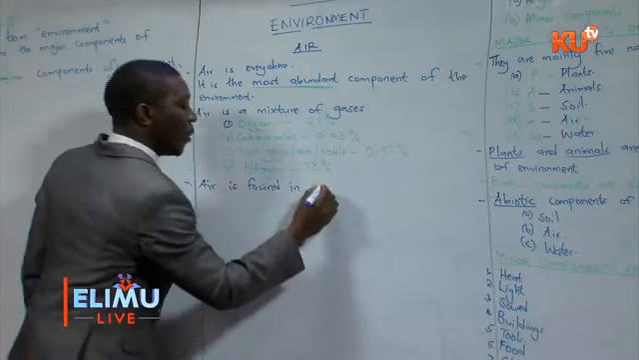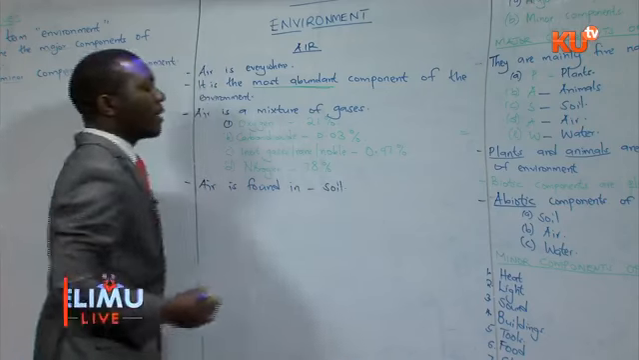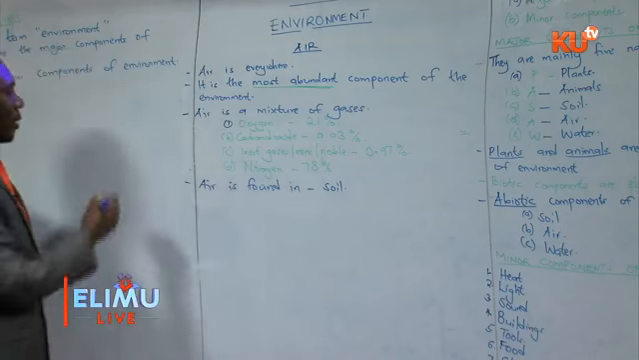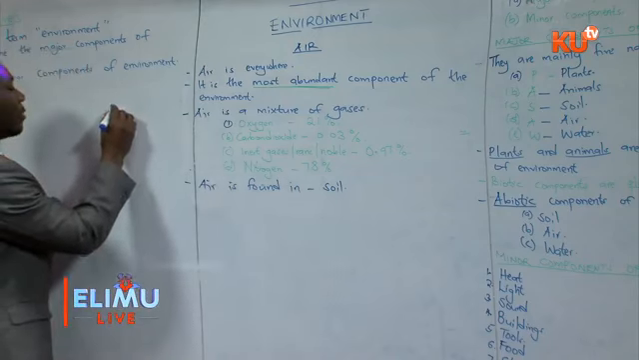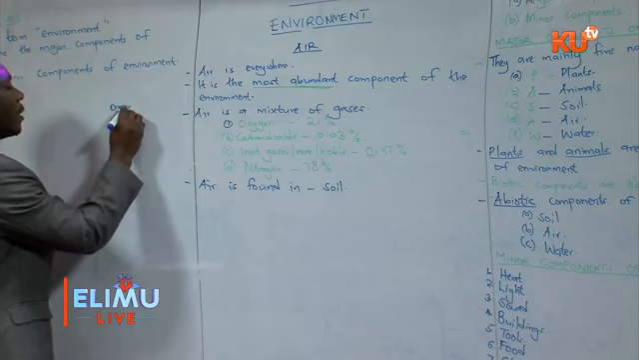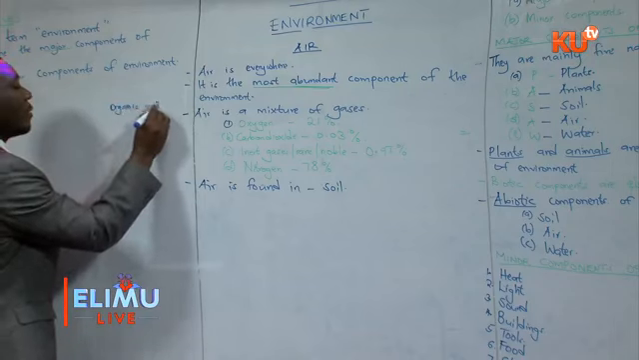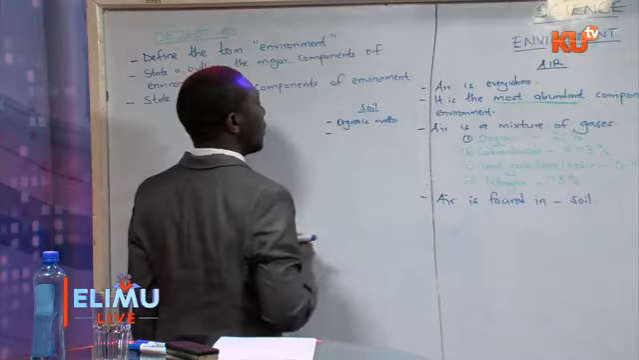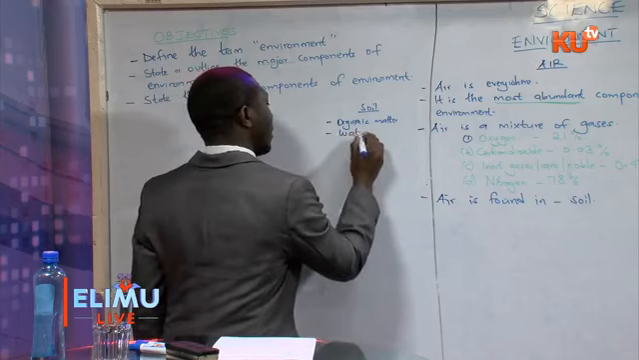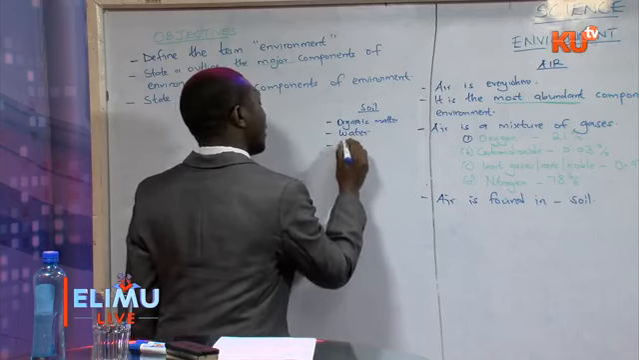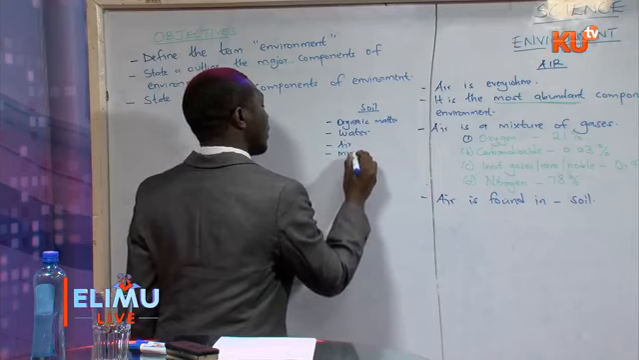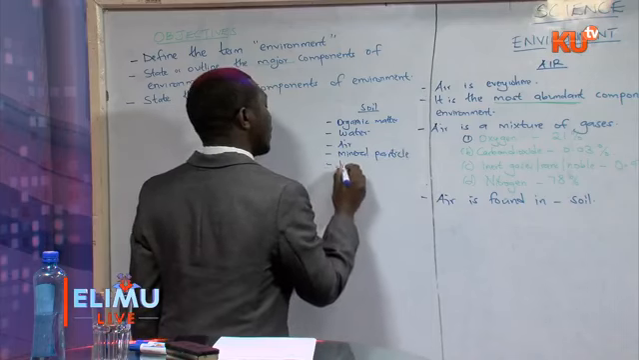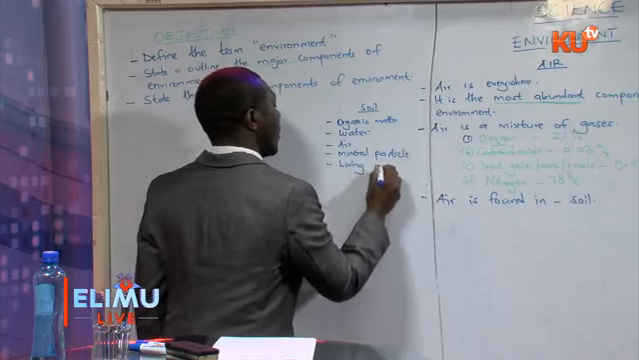You can find it in soil. In standard 4, we learned about the components of soil. The components of soil, we said, are humus, or in the syllabus they use the word organic matter. We have got organic matter, water, air, mineral particles, and then the living organisms or living things.